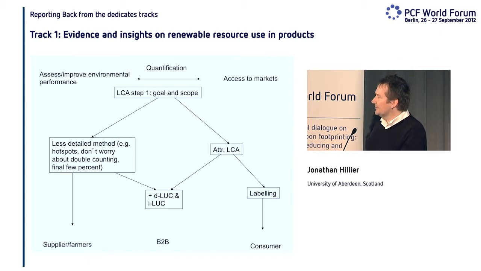So internally, if you're not looking to compare with peers necessarily, if you're just looking at your own supply chains and products, you might adopt a different method having scoped it out. In that case you can do, for example, a hotspot analysis, get a good idea of the main impacts, not worry so much about double counting or getting the last few percent, and develop, if you like, decision support methods or tools for internal use.